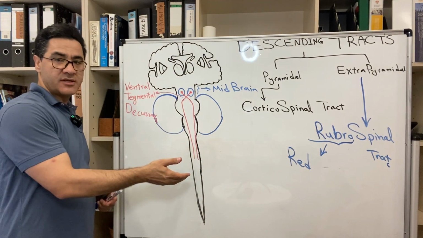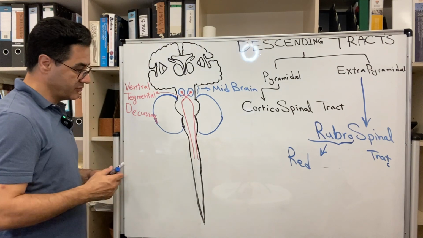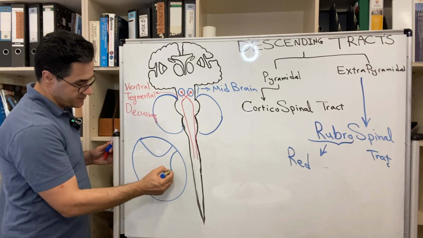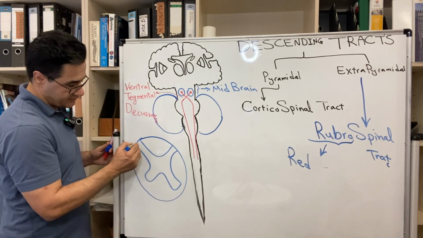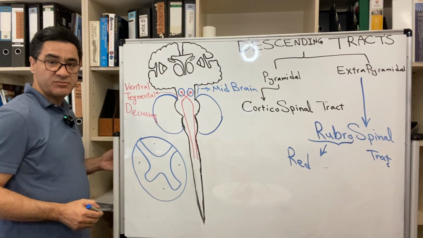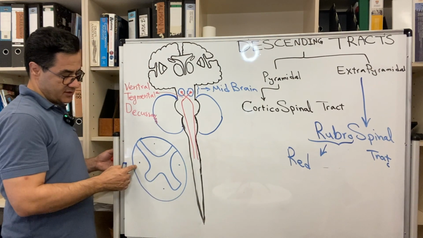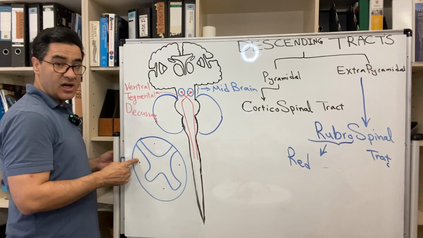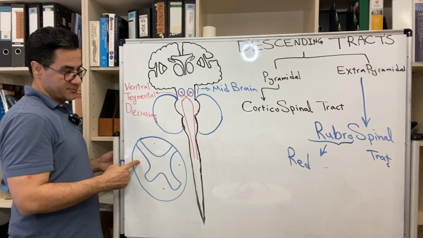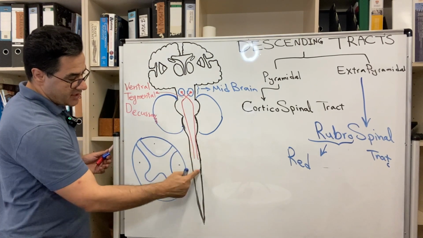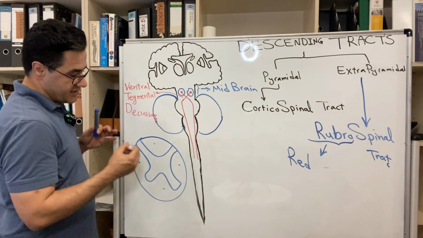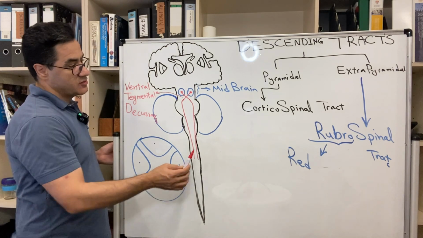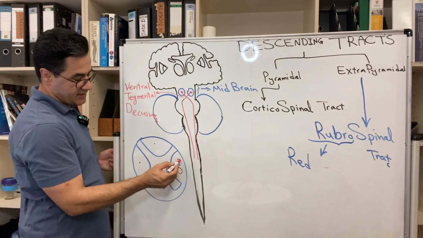What will happen within the spinal cord? If you take a cross section through the spinal cord, we have something like this. We have butterfly shaped gray matter, which is surrounded by the white matter. Gray matter has ventral horns and dorsal horns. White matter has columns: ventral, dorsal, and lateral columns. When the tract goes down, it lands here, in the lateral column of the white matter of the spinal cord. The corticospinal tract also lands here.